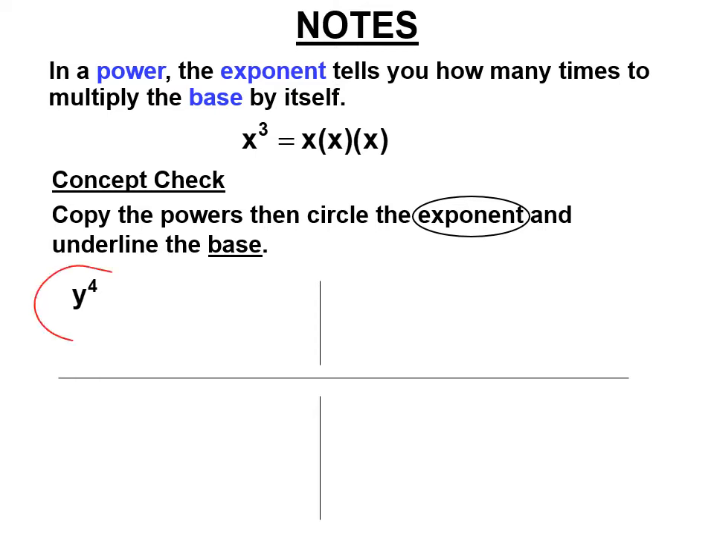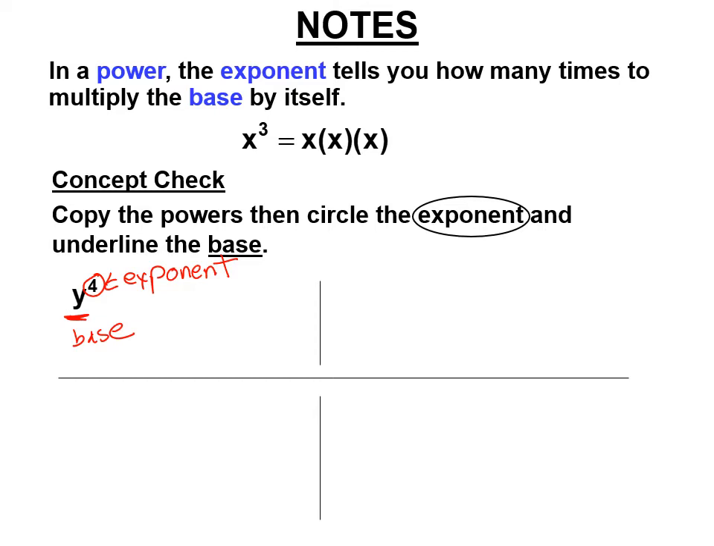This whole thing is called a power, right? And the little number is called the exponent. So we're going to copy the powers, then circle the exponent. All right, so we're circling the exponent. And the bottom number, or letter in this case, is called the base. And we're going to underline the base. The base literally means bottom. The bottom of a lamp is called the base. So the little number is the exponent, the bottom is the base. The whole thing is called the power.